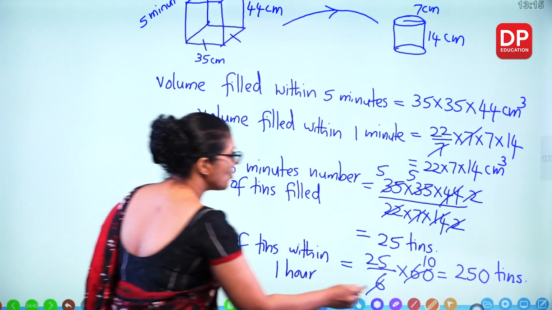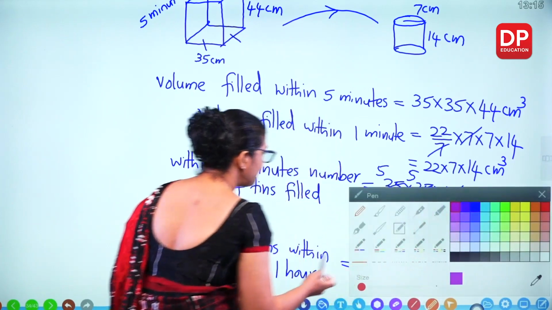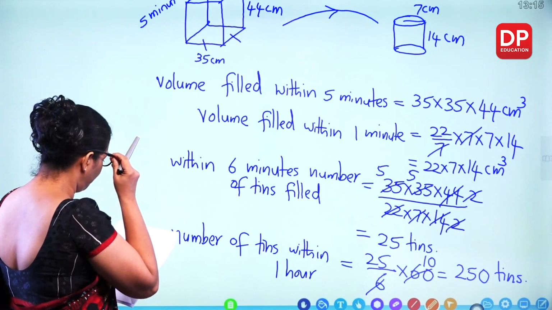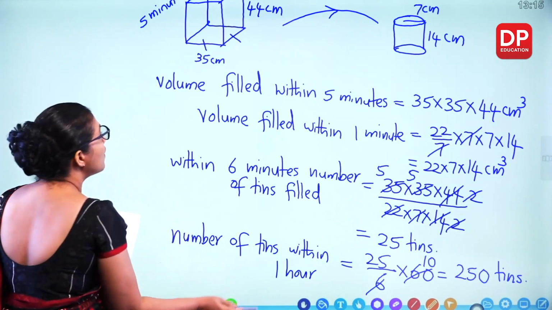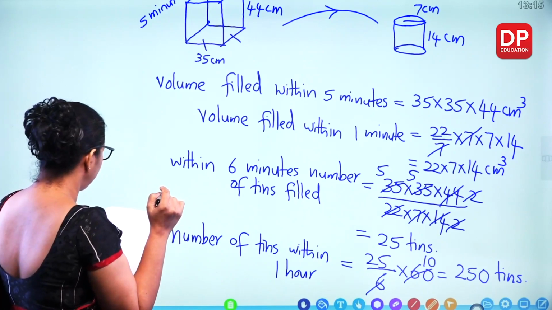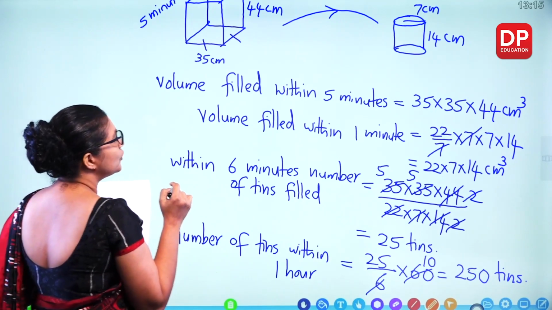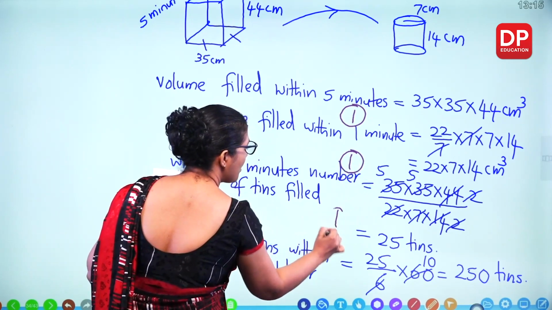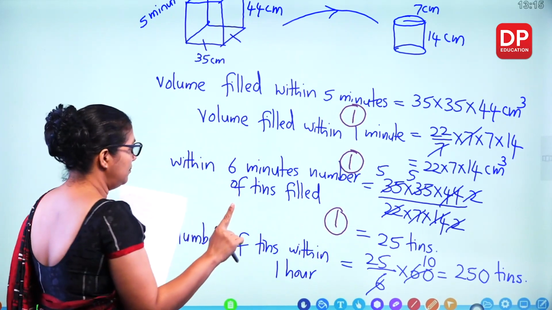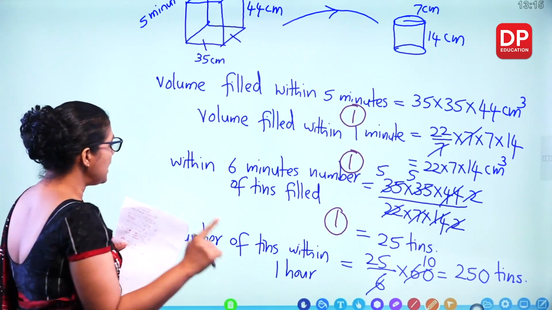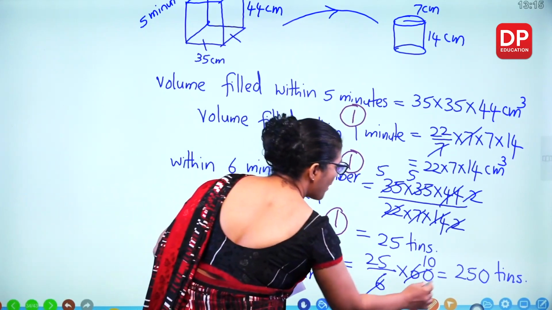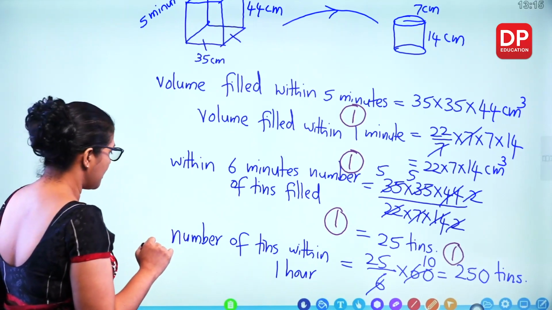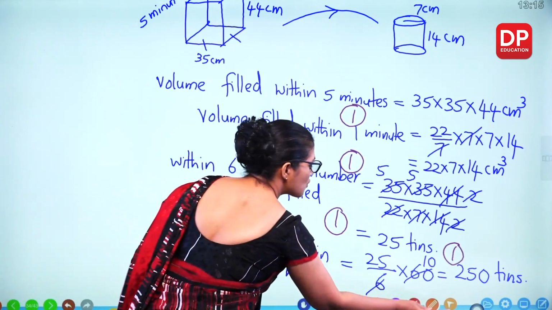So we'll see how you get marks there. Four marks for this part. 1 mark here, 1 mark for finding tins within 6 minutes, and what about 1 hour, 1 mark. So 4 marks for this part. Let's take the next question.